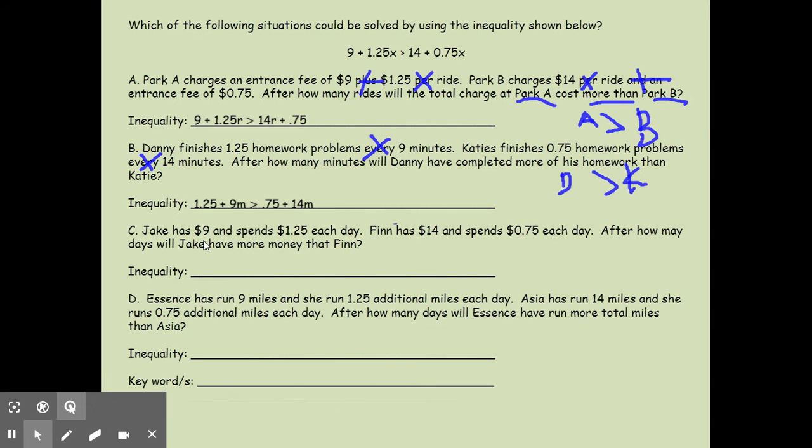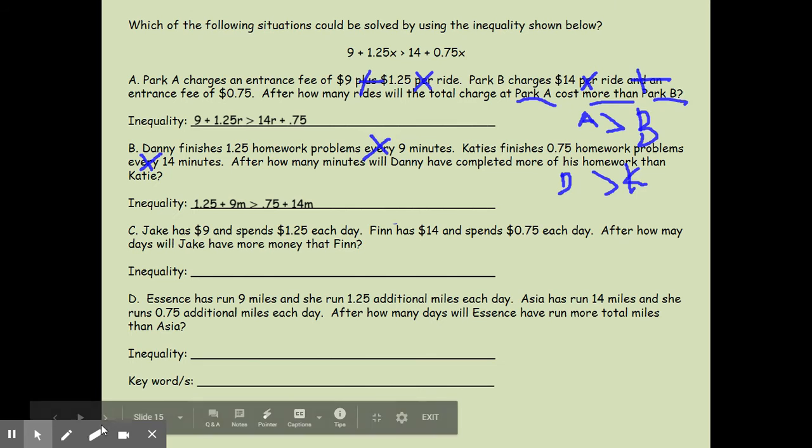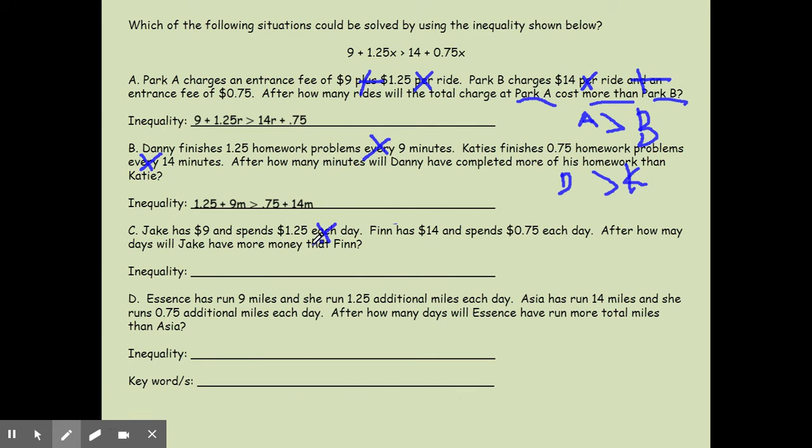So Jake has $9 and spends $1.25 each day. So each day, here you go, that's my variable. If I'm spending money, that means I'm going to have less, so I'm subtracting. Ben has $14 and spends, so he's going to have less money each day, 75 cents each day. After how many days will Jake have more money than Finn? Okay, so I want Jake to have more money than my boy Finn.